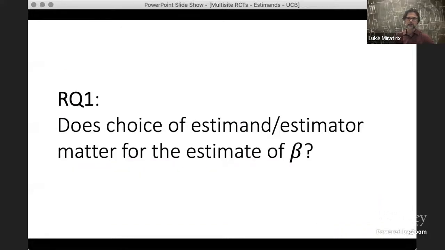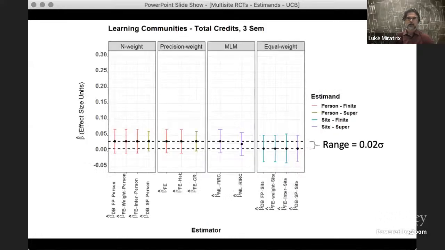So the first research question is, does the choice of estimator or estimand matter for the estimate? And here's one particular trial where here are all of our estimators, and you can see that some of them gave a slightly higher estimate than the other, and we have a difference of about 0.02 standard deviations or 0.02 effect size units, which is not the biggest deal in the world because we're usually looking for impacts at around 0.1 or 0.2. And also, we see that in this particular study, it was pretty bleak overall. Like, there's not evidence that there was much of an impact.